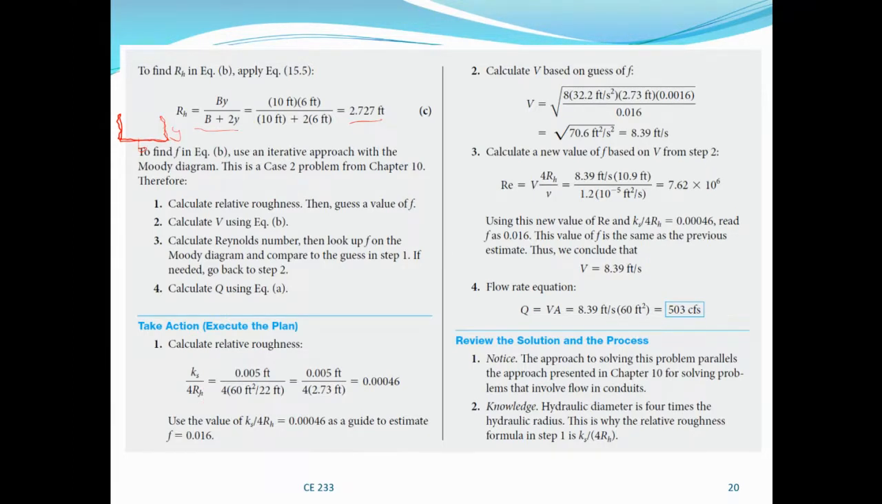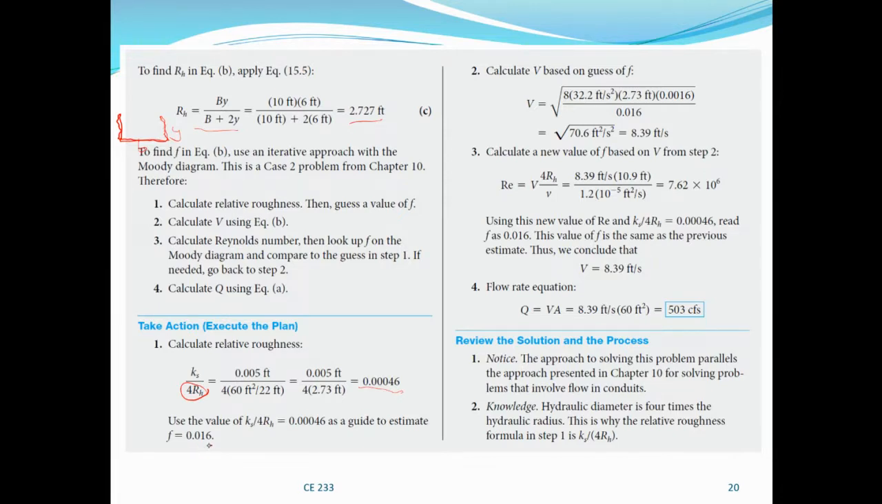So, as usual, we calculate the relative roughness. And to calculate the relative roughness, you see here, instead of using D, we use 4R. Okay? Because D in that case is diameter, which is equivalent to the hydraulic diameter, which is now 4 times R. Okay, so this is very important to note here. So this is our relative roughness. Okay, and use the value of this as a guide to estimate f.